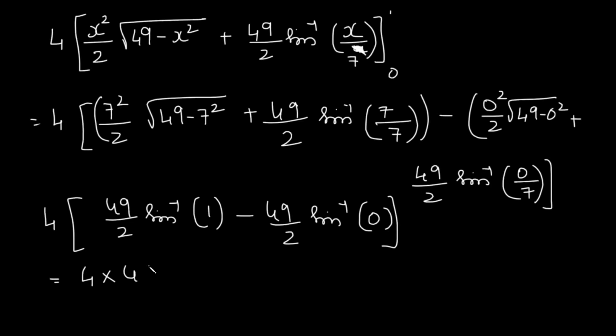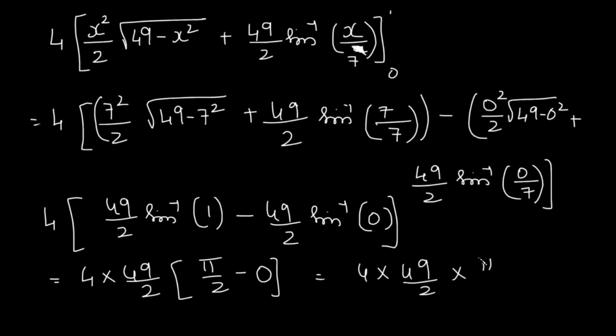We can take 49 upon 2 common and pi by 2. 90 means pi by 2 and sine inverse 0 is 0. So minus 0. So here 4 into 49 upon 2 into pi by 2. This 4 goes away with this 2 and 2, and so we get 49 pi square units. So in the fill in the blanks question, the answer comes out to be 49 pi square units, that is it.